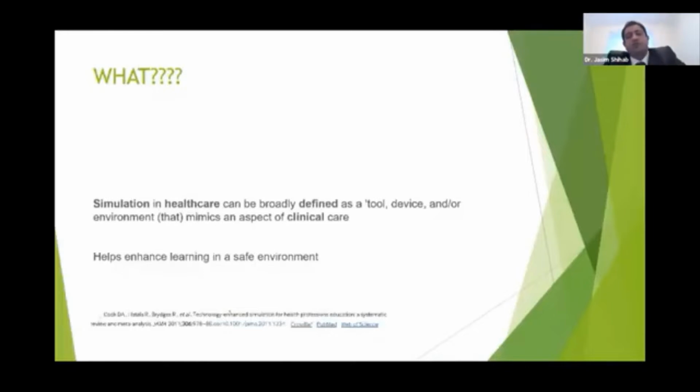So what is simulation? Simulation in healthcare can be broadly defined as a tool, device, and environment that mimics an aspect of clinical care. It is essentially imitating a real-life scenario and seeing how things work and helping enhance learning in a safe environment so that both the staff and trainees are prepared to handle various different scenarios. I'm going to show you an example of a simulation of preterm resuscitation.